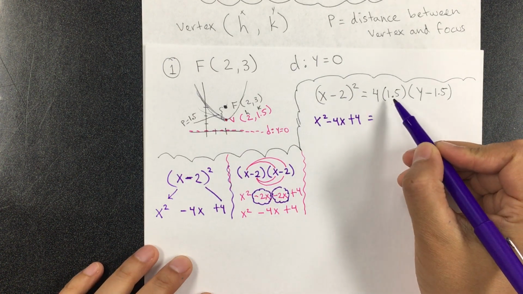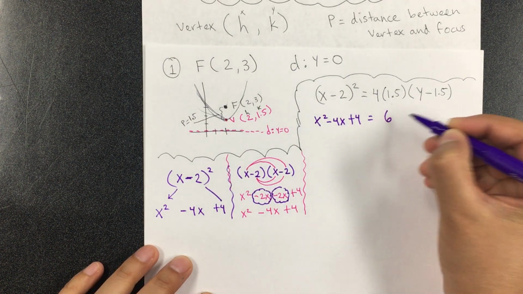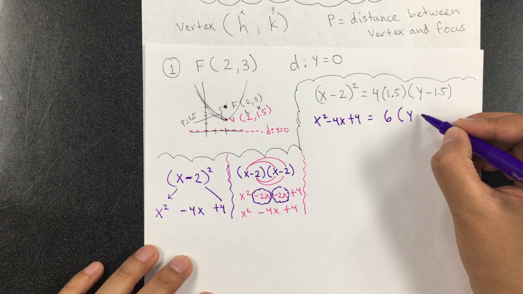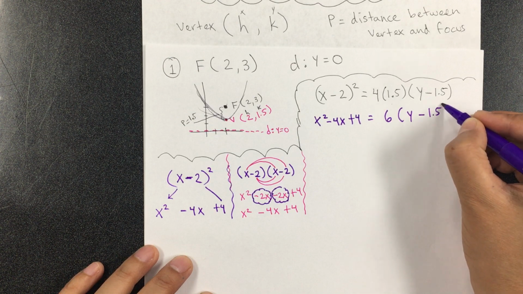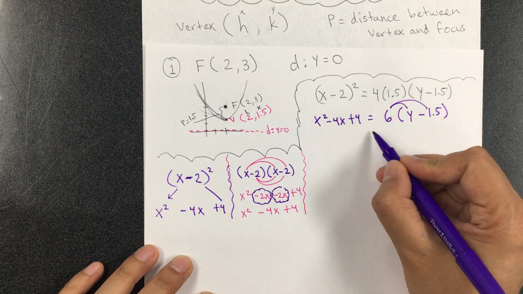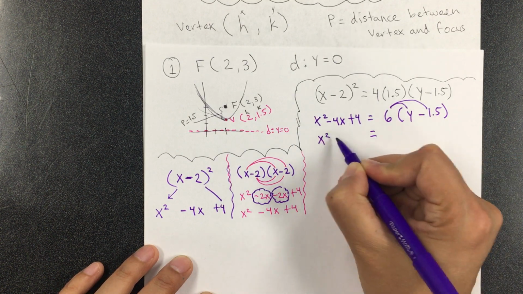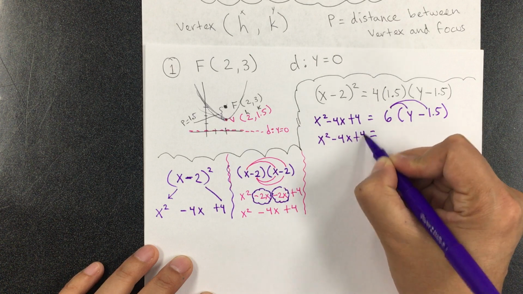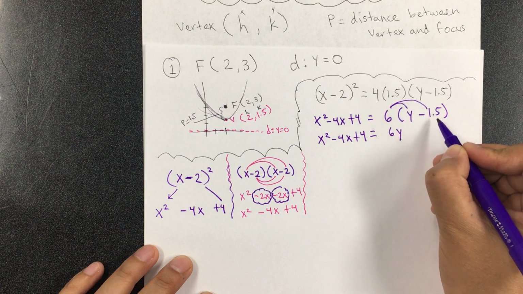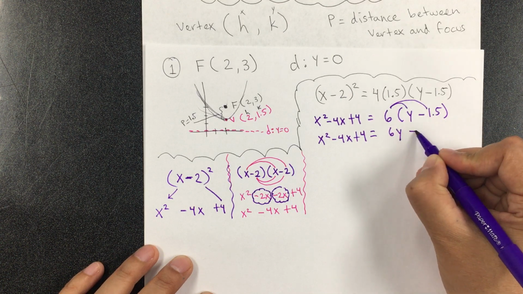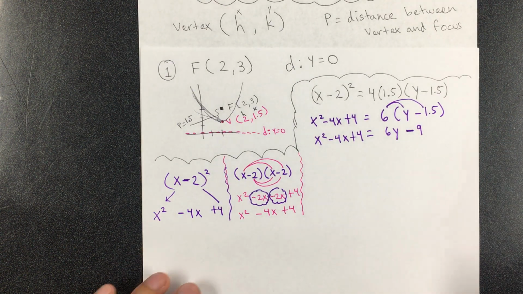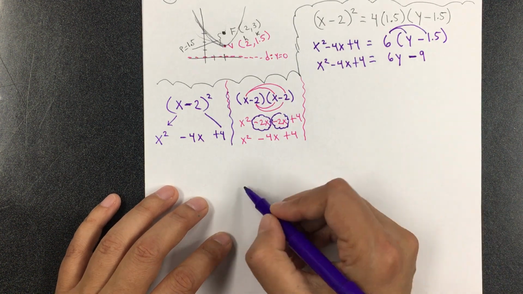So 4 times 1.5 is 6. You can use a calculator if you want, that's fine. Then y minus 1.5. We do distributive property in here. And so we just keep this the same. We're not going to do anything with it. We're just going to bring it down. 6 times y is 6y. 6 times negative 1.5 is negative 9. Again, you can use your calculator for that, or you can actually practice those skills of multiplying decimals.